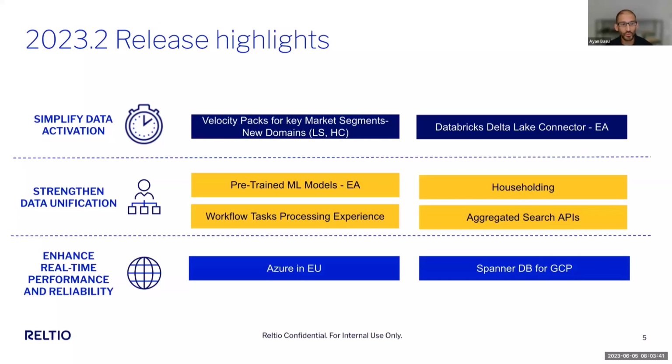Moving on to strengthening data unification, there are 4 key things here that I want to highlight. The first one is the availability of pre-trained machine learning models to simplify and automate matching. This will be available as early access, and a lot more details will be shared here through the course of the hour that we're spending together. So excited to announce the availability there.